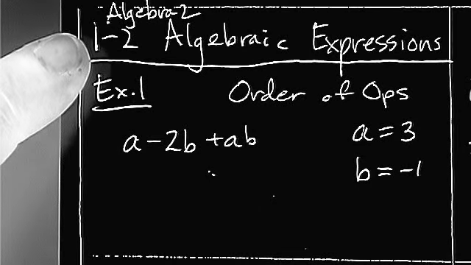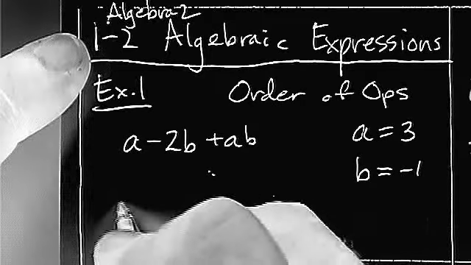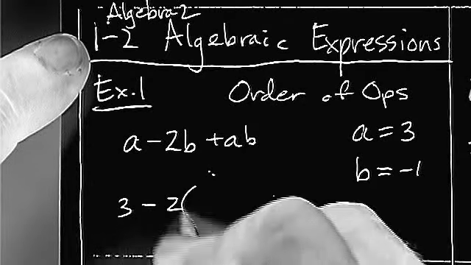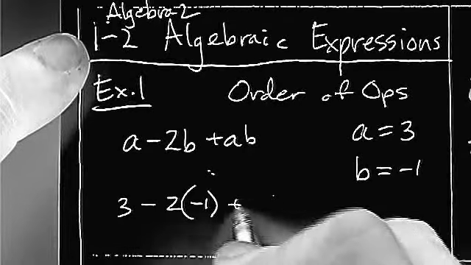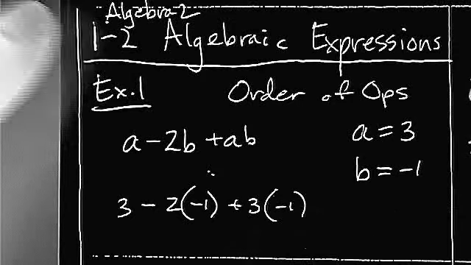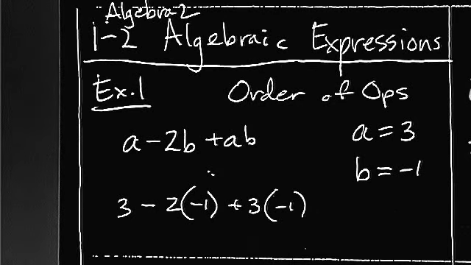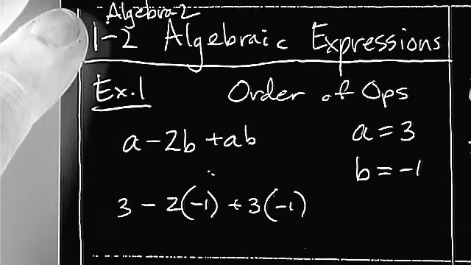to 3 and negative 1, then you need to substitute these values in. Order of operations, from left to right. I can't do anything inside the parentheses. There are no exponents, so I've got to go through and do multiplication from left to right.